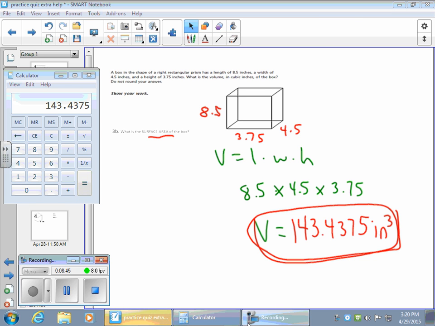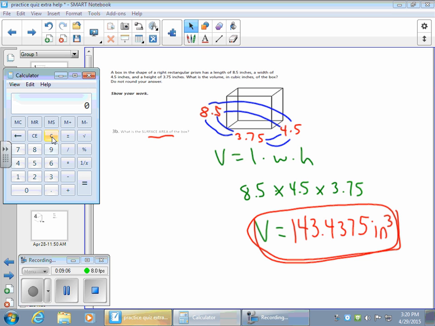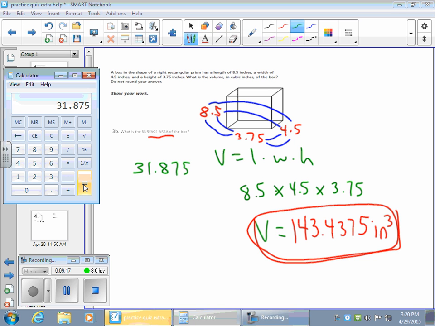We have to do this times this, this times this, this times this, this times this, this times this, and this times this, and add them all together. Did that make sense? Probably not. Ready? Watch. 8.5 times 3.75 equals 31.875. There's our first side.